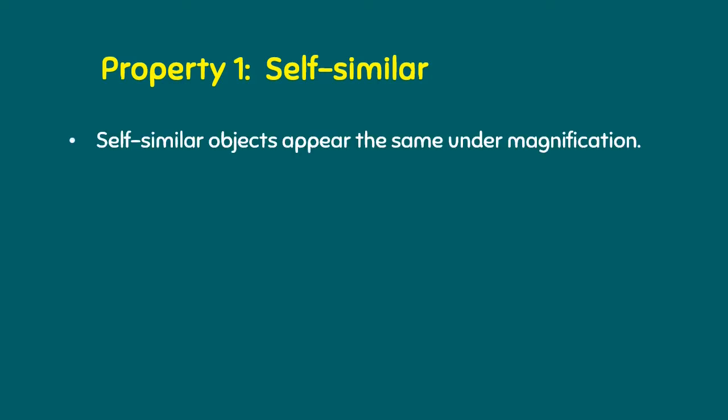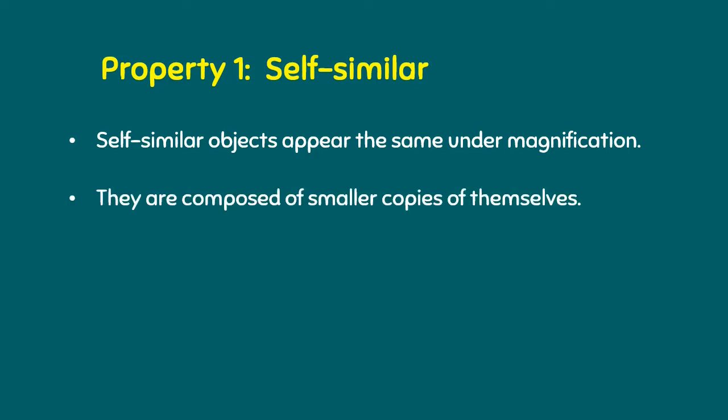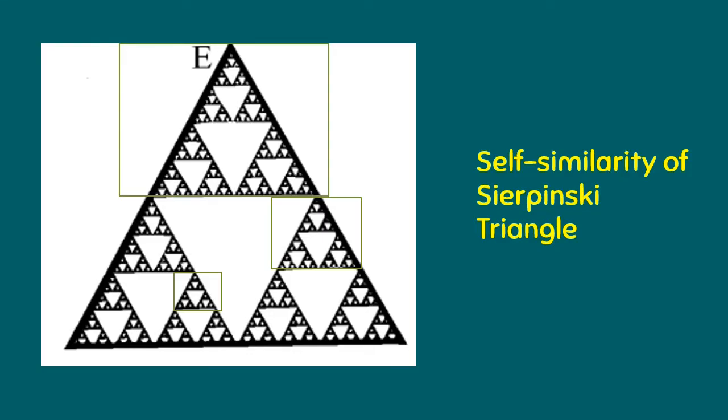Okay, so let's look at the properties of fractals. The first property is that they are self-similar. Self-similar objects are objects that appear the same under magnification. They are composed of smaller copies of themselves. For example, if you look at the Sierpinski triangle, this is the small version, this is the bigger version, and if you continue to zoom in, you will still see the same pattern.